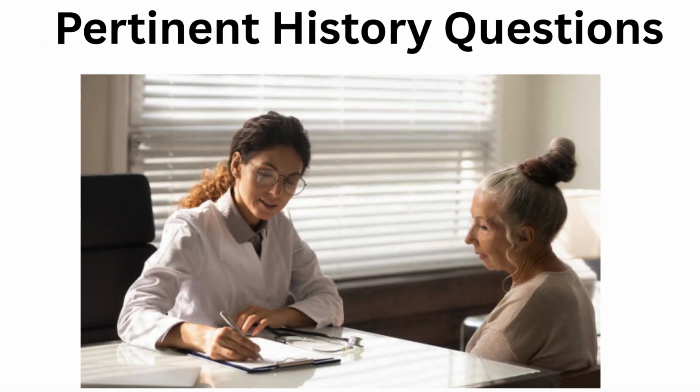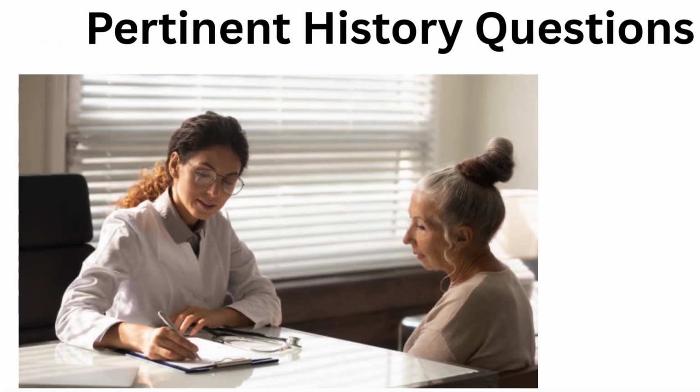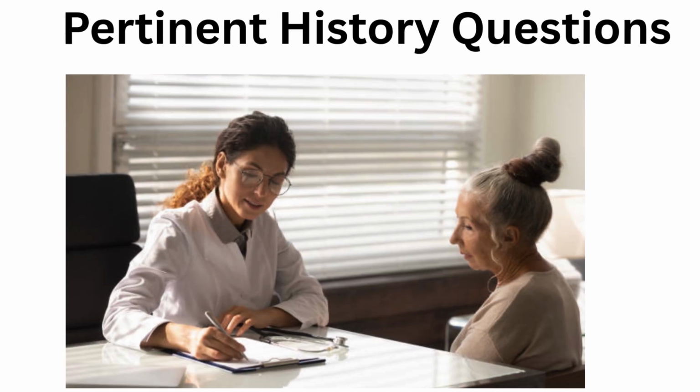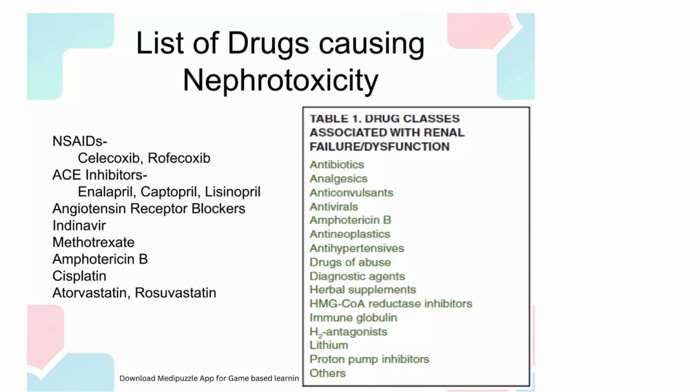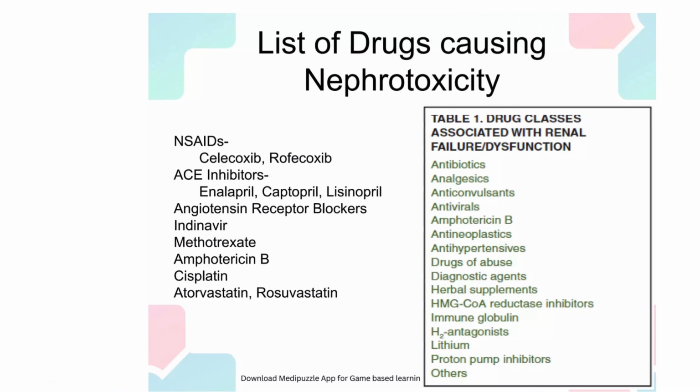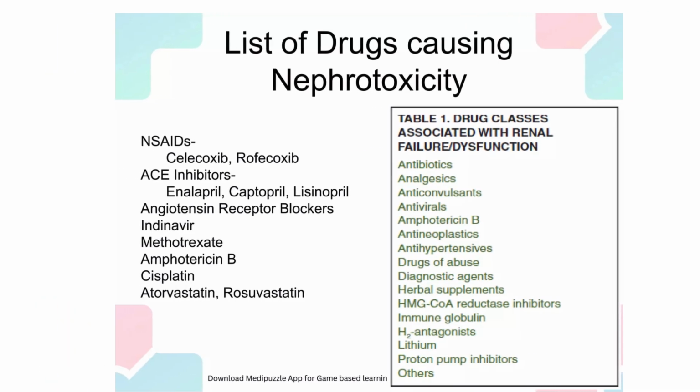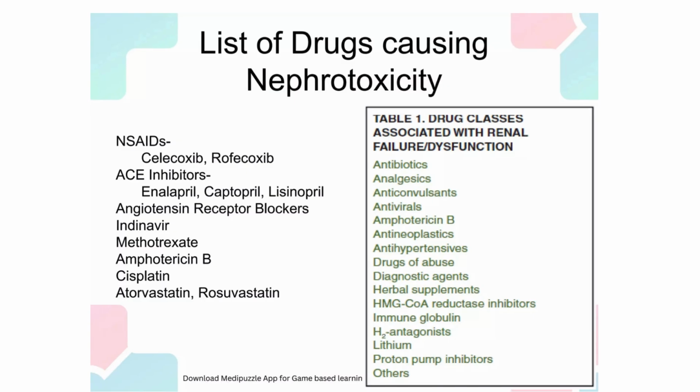Some pertinent history questions to ask your patient regarding this. Key history questions focus on identifying reversible causes. So, recent vomiting, diarrhea, poor oral intake, or blood loss. Use of nephrotoxic medication, for example, NSAIDs, ACE inhibitors, contrast dye, or aminoglycosides. Symptoms of urinary obstruction, hesitancy, decreased stream or flank pain. Recent infections, sepsis, or hypotension. Chronic conditions such as diabetes, hypertension, or heart failure.